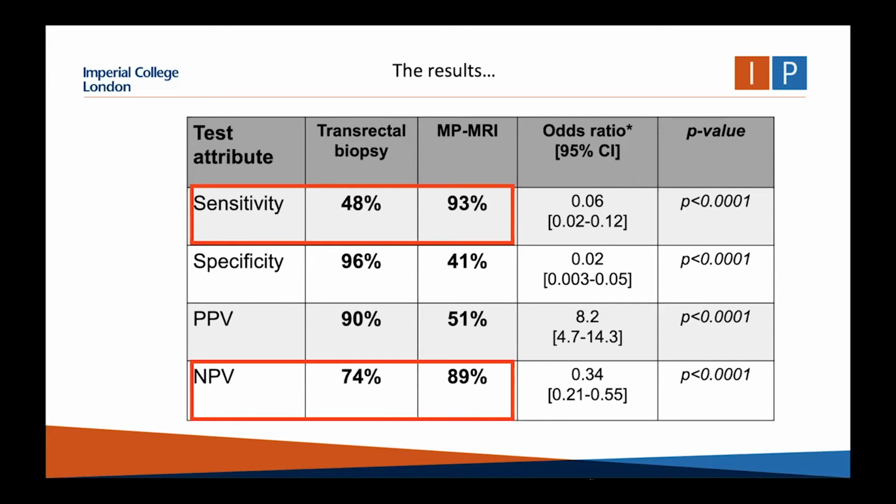The poor specificity and PPV of MRI simply meant that in those men who had a suspicious MRI, you still needed to do a biopsy, because the false positives from atrophy, inflammation were still present, and you needed to confirm whether there was still cancer or not.